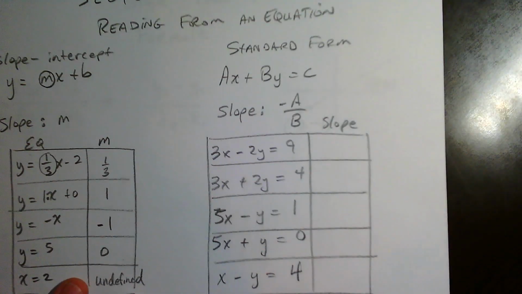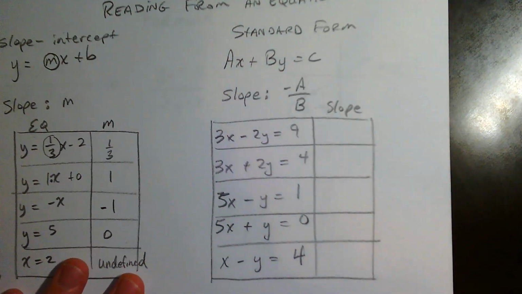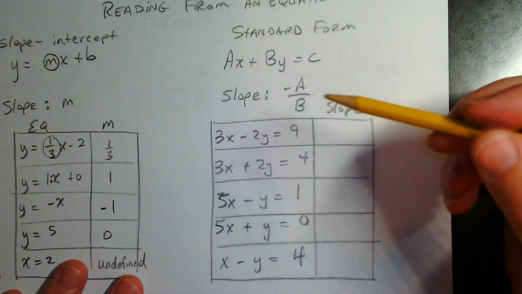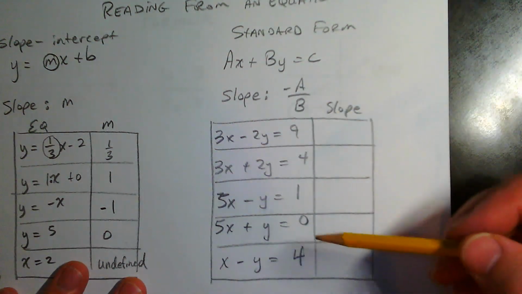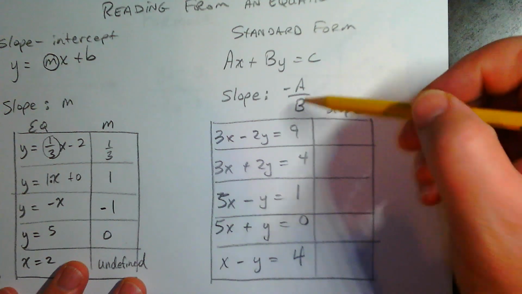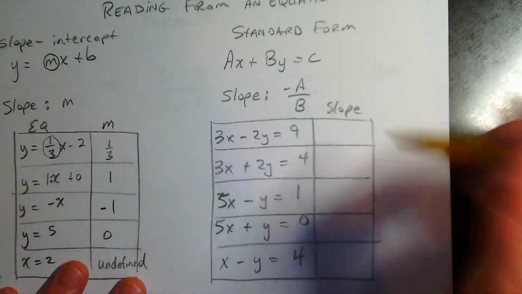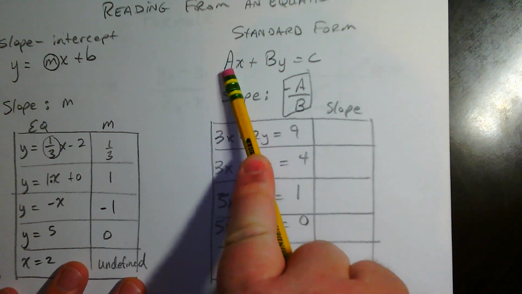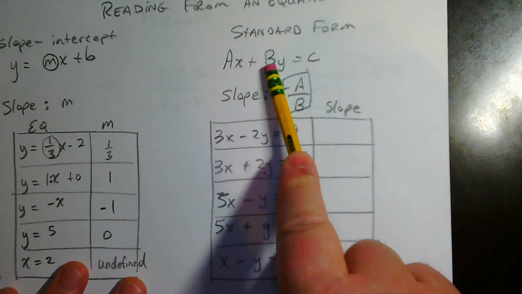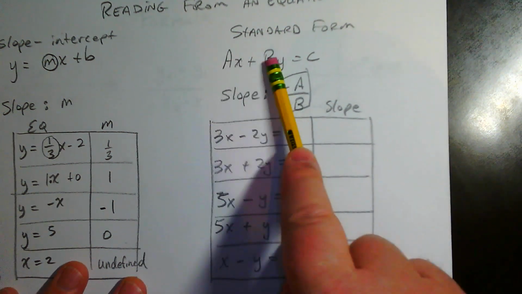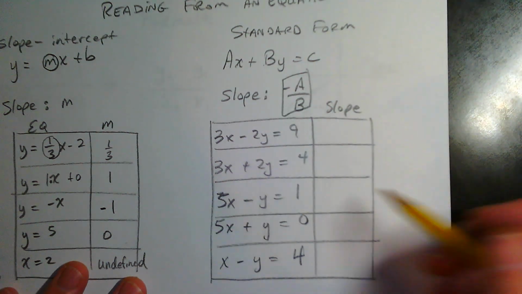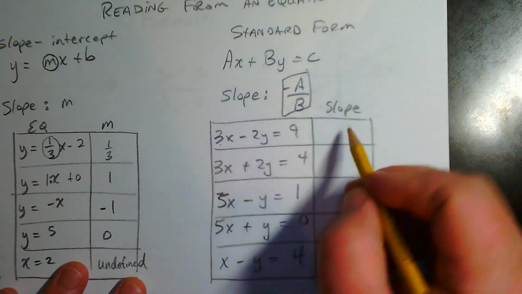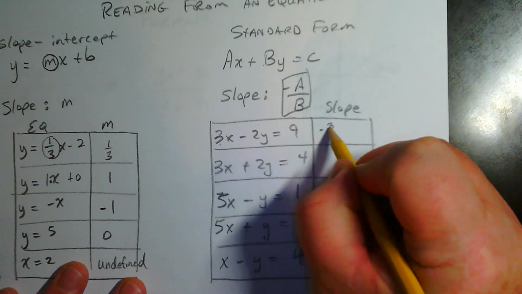All right, now let's shift over to the standard form. For standard form, there's a shortcut we can use. Now, where this comes from, I could show you in another video, but for right now, you can just take it on faith. You take that first number, change its sign, divide by the second number. First number, change its sign, divide by the second number, right? That's your slope.